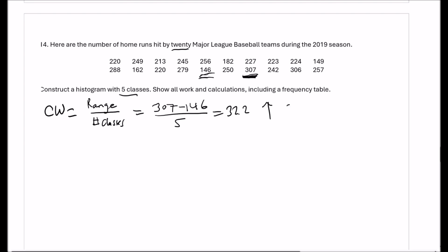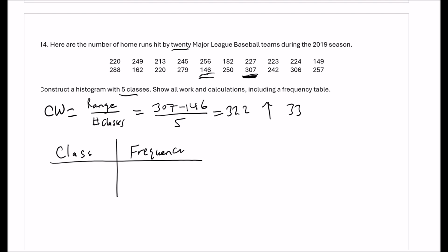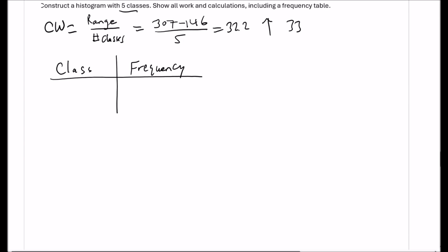Then we're going to bump this up to 33. We always bump up the class width to give us a little bit of wiggle room. Since the data is whole numbers, we can just bump it up to a whole number, 33. Now we can set up our classes and our frequency.